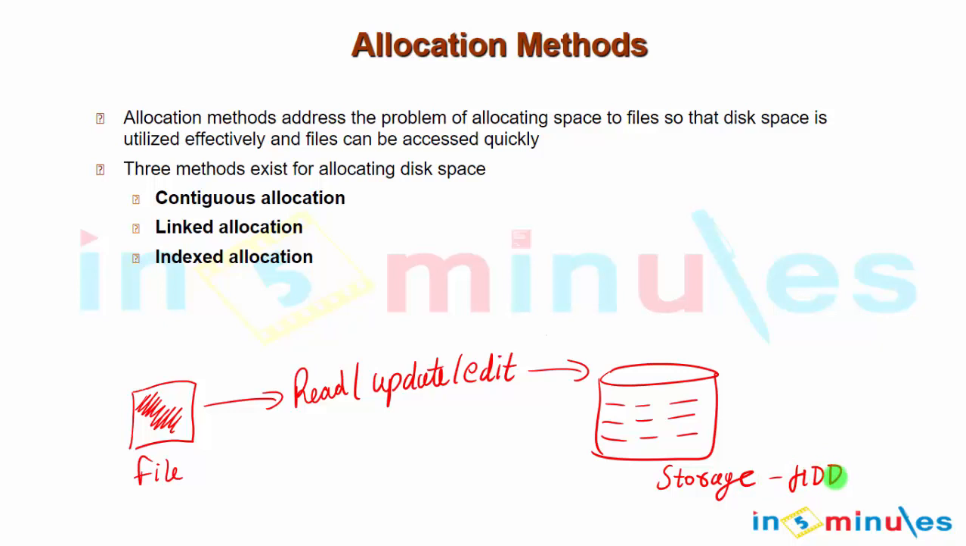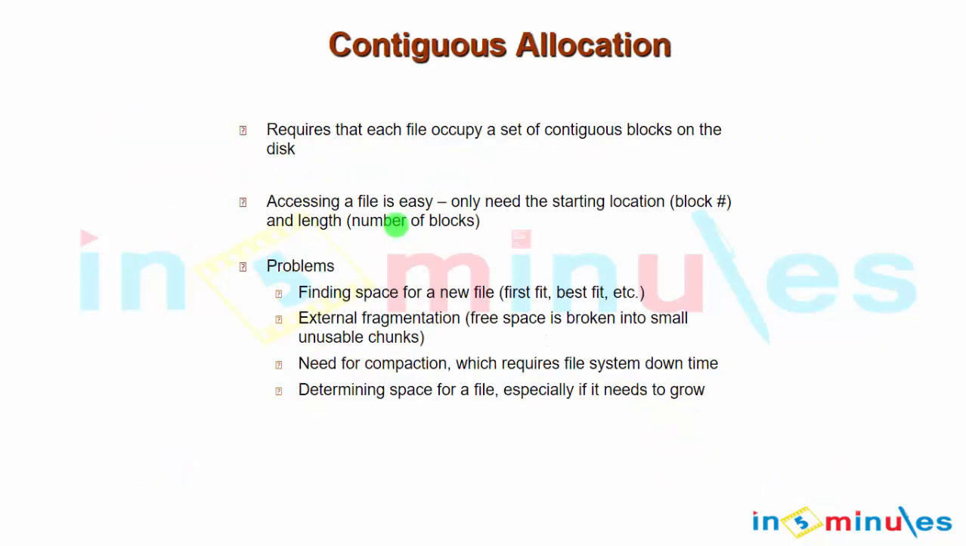Theory wise, allocation methods address the problem of allocating space to files so that the disk space is utilized effectively and the file can be accessed quickly. So we have two things: disk space which we want to utilize effectively, as well as the file which should be accessed quickly. There are three basic techniques for allocating: contiguous allocation, linked allocation and index allocation. Let's try to see each one in detail.